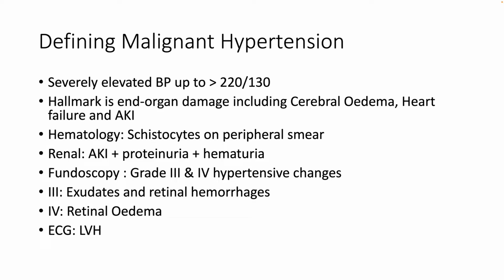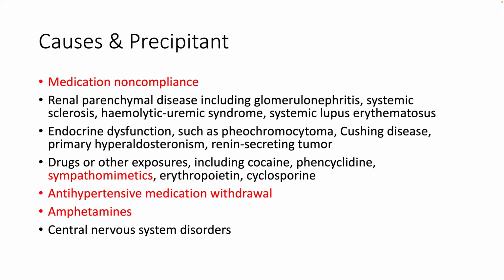On fundoscopy, you'll see grade 3 and 4 hypertensive changes, and this refers to exudates, retinal hemorrhages, and retinal edema or papilledema. You can find LVH on ECG, although this is only an indication of a patient with chronic hypertension that has malignant hypertension. You can most certainly develop malignant hypertension, so to speak, out of the blue. So causes and precipitants: this could be medication non-compliance in a hypertensive patient. Also, it could be the use of sympathomimetics.